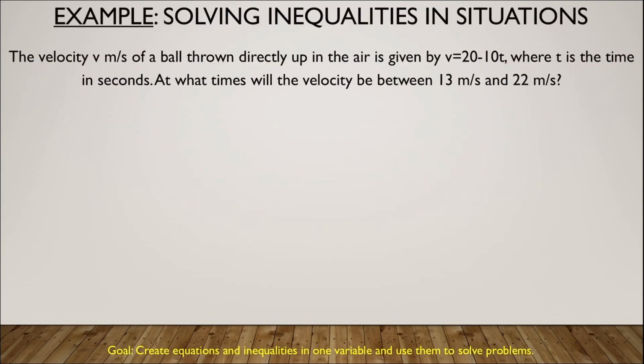All right, one more. The velocity v in meters per second of a ball thrown directly up in the air is given by v equals 20 minus 10t, where t is the time in seconds. At what time will the velocity be between 13 meters per second and 22 meters per second?